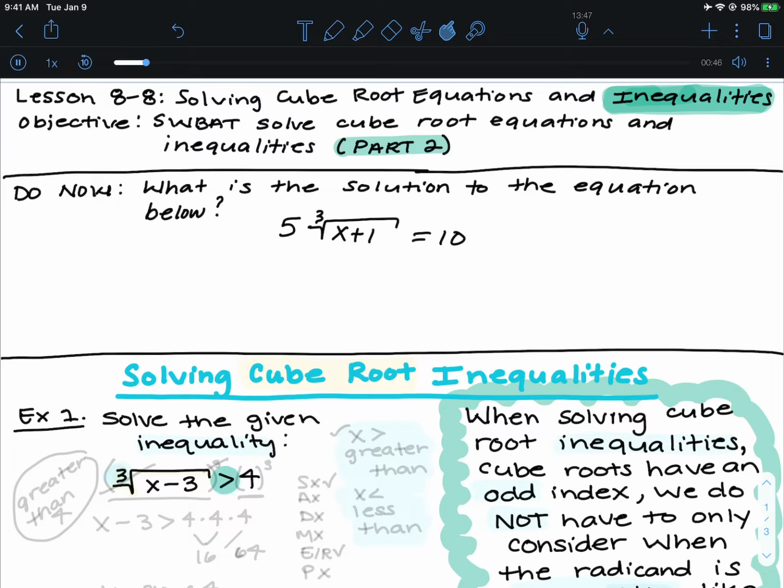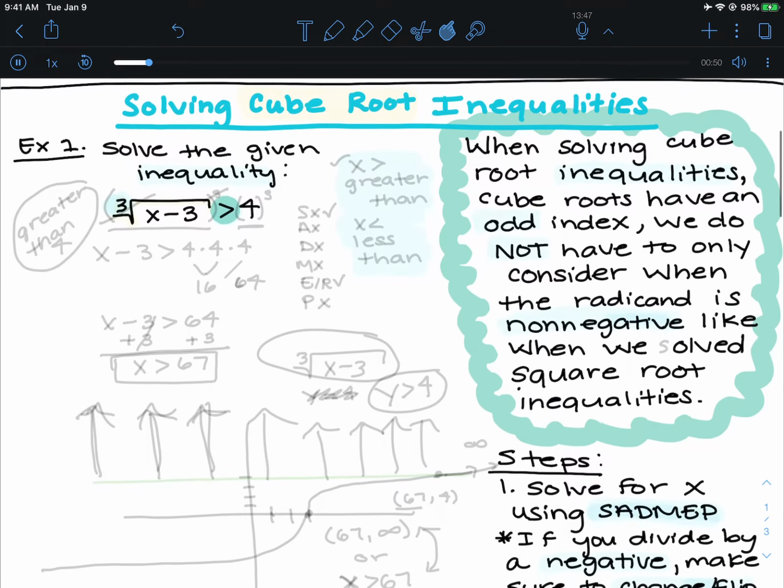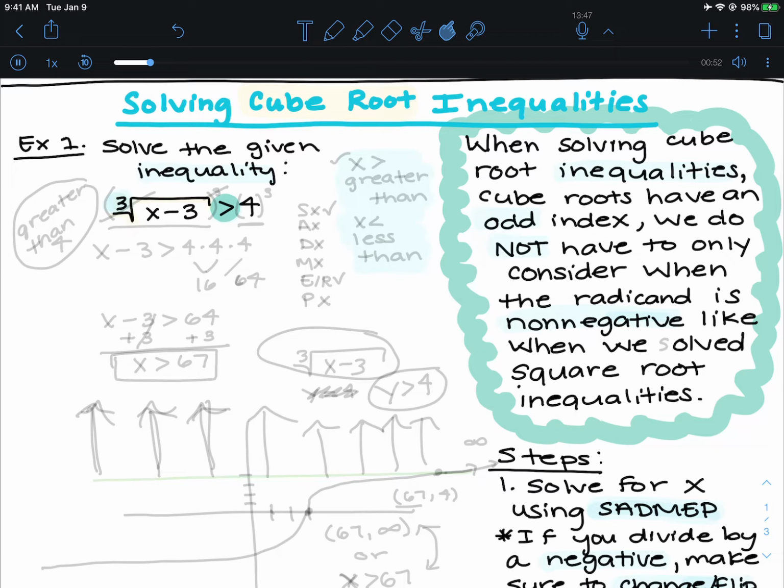Now, the one thing to know when solving cube root inequalities: do they have to be cube roots? Yes, they do have to be cube roots, meaning that you're going to have what we see right here, a root, the radicand, with the index on the outside.